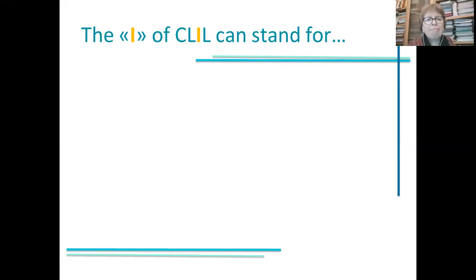Integrated, inclusion, innovative, some other ideas? Let's see. Integration goes very well. Innovation, imaginative, invasive, intelligence, interaction, intercultural. Okay, here we have some ideas.